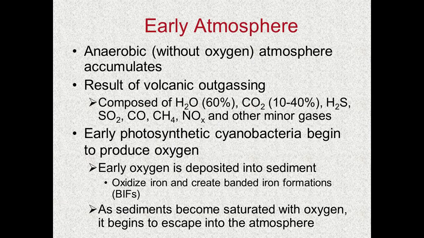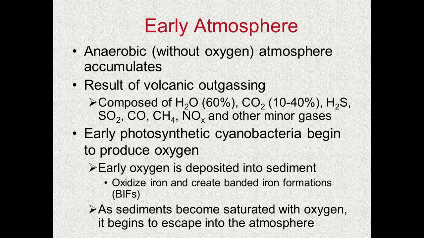The early atmosphere in the Precambrian was completely different than what we see today. Today we have plentiful oxygen present. We have what is called an aerobic atmosphere. It's not the most abundant. Nitrogen is the most abundant, but oxygen is the second most abundant. Well, back in the Precambrian, there was no oxygen to begin with.